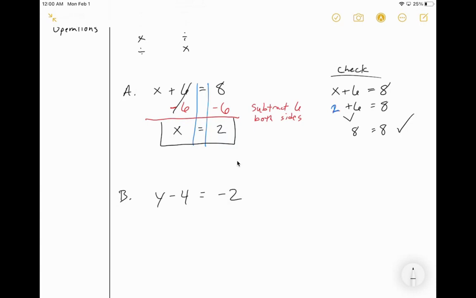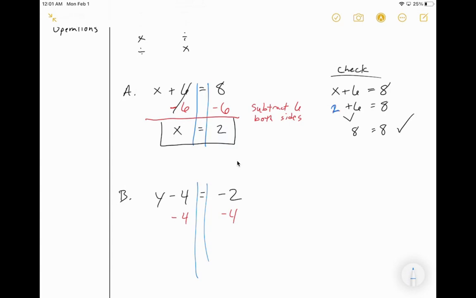y minus 4 is equal to negative 2. Now, this is what I see a lot of people do sometimes. They say, okay, I got it, Mr. Leong. I want to get rid of the 4, so this is what I'm going to do. I'm going to subtract 4 from here, just like that. Sorry, first thing I should draw my wall. Okay. Now, you could see what the problem is.